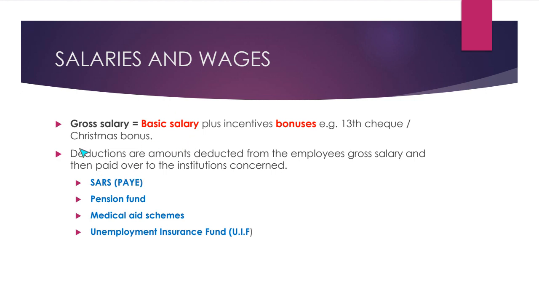So the amount promised to you is called a salary, and a salary consists of the basic gross salary plus any incentives like bonuses. Sometimes people get bonuses. For example, at the end of the year, they say, okay, for December you get double your salary. I wrote 13th cheque. That extra salary is called a bonus. Does that make sense? Yes.